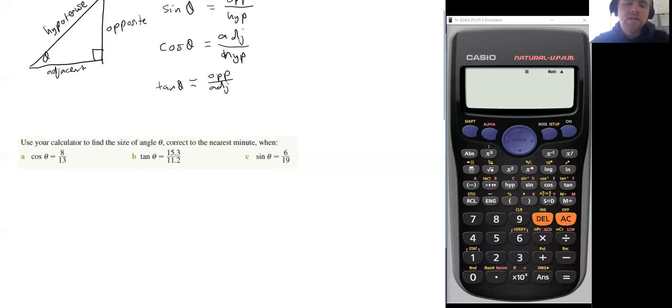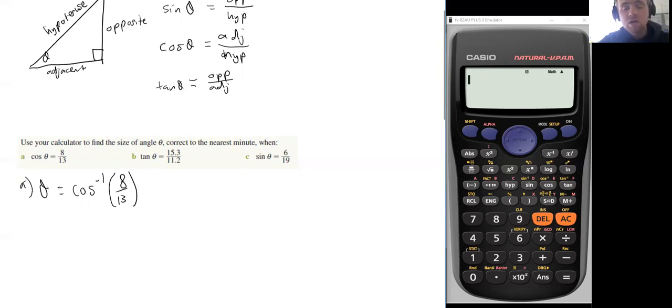So if you had, say, 3 times x, and you wanted to just find out what x is, we'd have to divide both sides by 3. In the same way, the opposite operation of sine, cos, and tan is their inverse operation, which we show with a little -1 as such. So this equation here would become theta equals cos inverse, and then 8 over 13 as such.